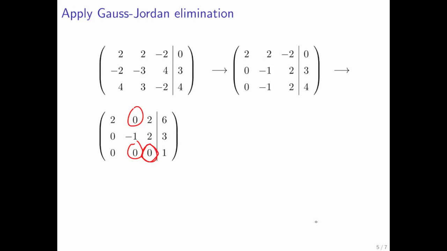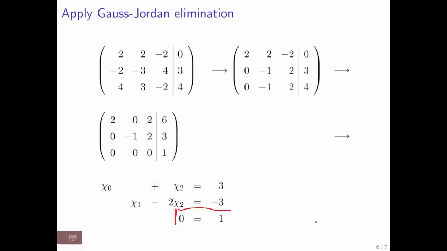Now, if we take this and we translate it back into the linear system that it represents, notice that the last equation here says that 0 is equal to 1. Well, for what choices of chi0, chi1, and chi2 is it the case that we can make 0 equal to 1? Well, the fact is you can't make 0 equal to 1, and therefore there is no choice for chi0, chi1, and chi2 that will make that last equation true, and hence this system of linear equations has no solution.